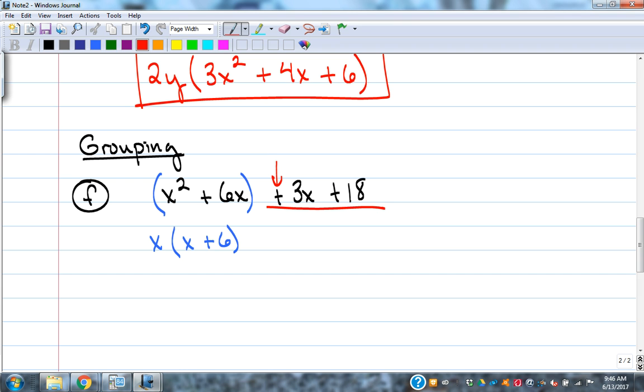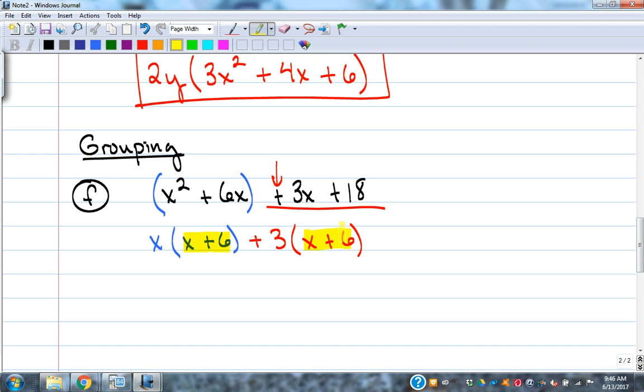So I want to indicate that the sign in front of that third term tells you that it should be plus 3. And then what's left over after you pull a 3 out? 3 times what gets me 3x? It'd be x. 3 times what gets me 18? 6.